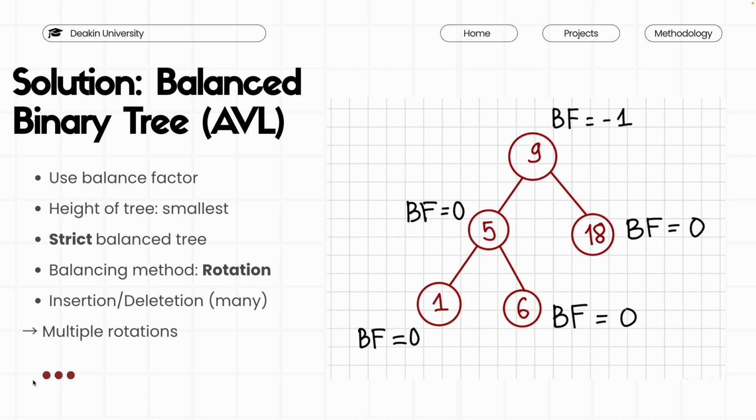But the AVL tree also has a key disadvantage because it is very strict. Normally when we insert or delete any nodes, it may require more rotations to restore the balance. So the AVL tree is good when we have many search operations, but it may require more maintenance when there are many insertions and deletions as well.